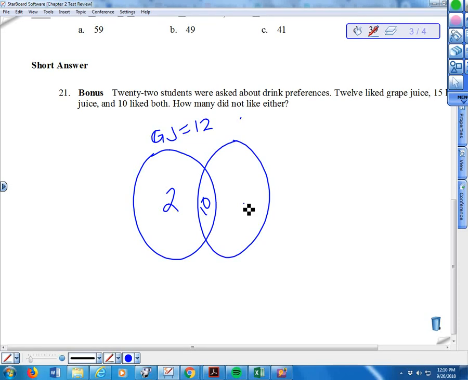15. Nope, there's 10 already there. 5. Right, because there's 10 that liked both. So I have 10, a total of 17. So how many didn't like either? 22 minus 17 is 5. 5 didn't like either? Yep. Because I've got 17 represented in my Venn, and there's still 22 students represented, so 5 must not have liked either.